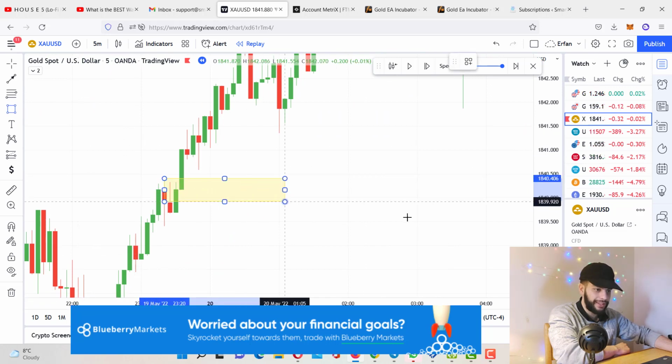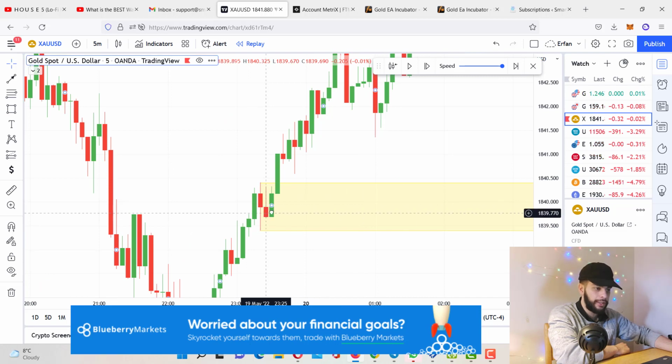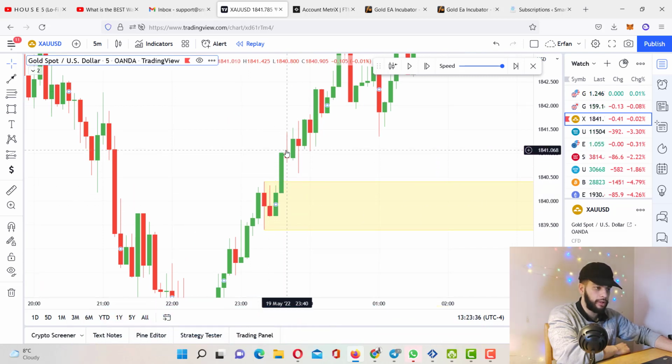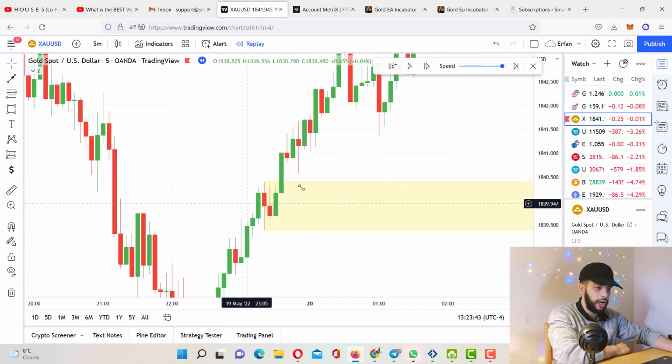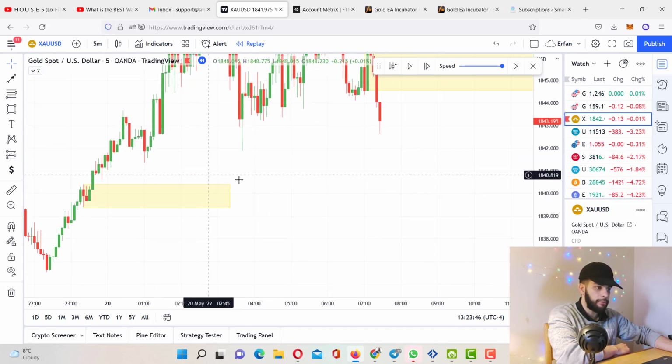Look at this. I take the last two bearish candles before this move, because this is the first candle that came out of the box and the next candle after that never tapped into this zone. So there's a gap between this candle and this zone right here. So this is a high probability demand zone right here.